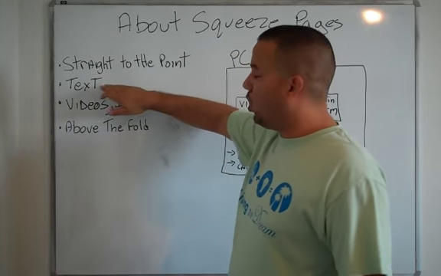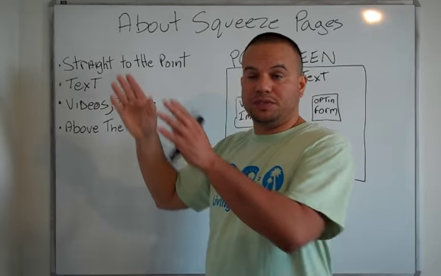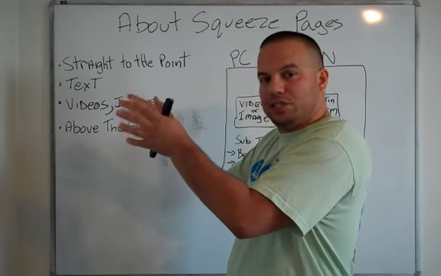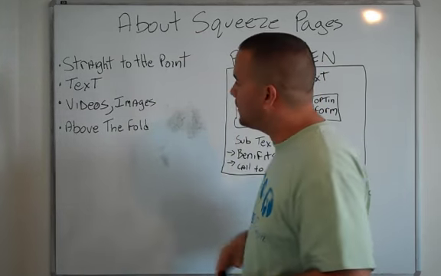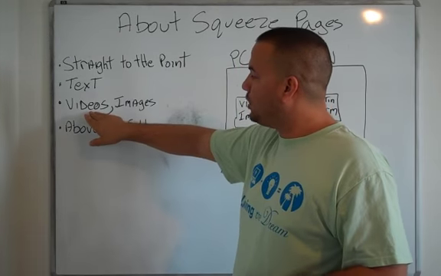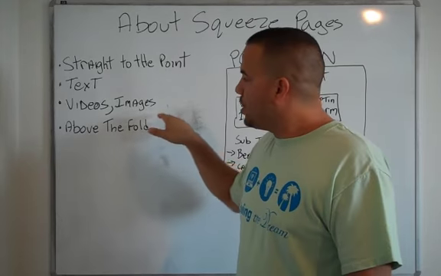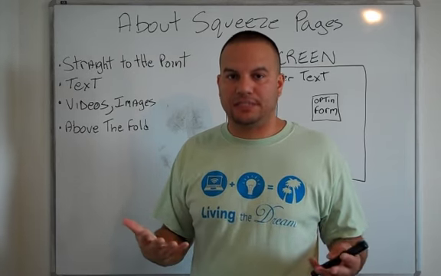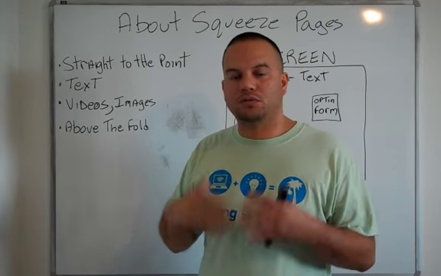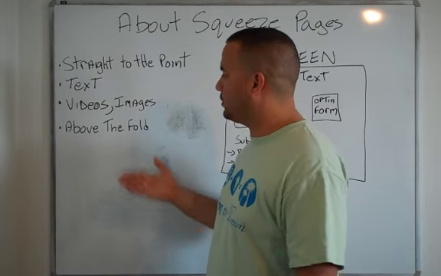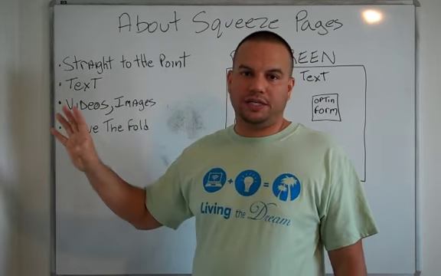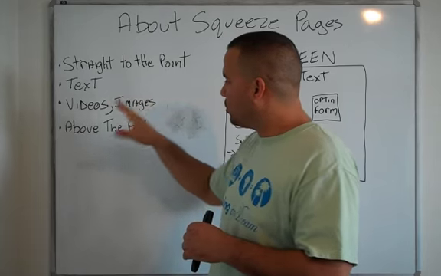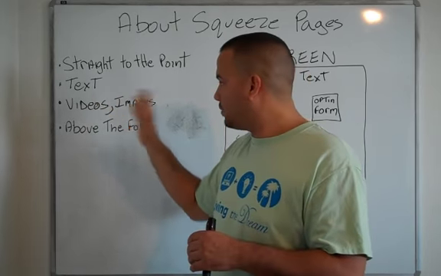You could use all text, where your opt-in form is just all text, and you're seeing that a lot lately, where you go into a landing page and it's just all text. Or you can use videos or images. Don't use both. I would not recommend using both because it tends to get too busy. Remember, you're getting straight to the point with whatever you're promising them. So if you're going to use videos, just use videos, and if you're going to use images, just use images. I will show you how to use either one or the other.